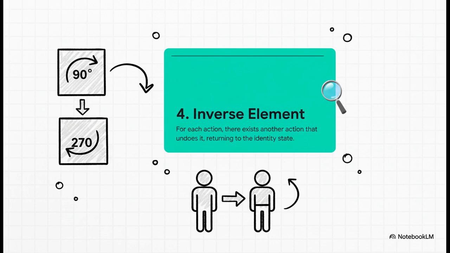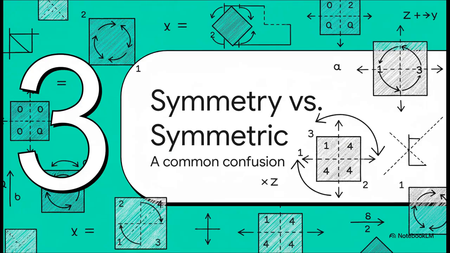If you rotate the square 90 degrees clockwise, the inverse is to rotate it 270 degrees clockwise, which gets you right back where you started. And for a flip, the inverse is just doing the exact same flip again. Okay, now that we have those 4 rules under our belt, let's tackle a really common point of confusion.